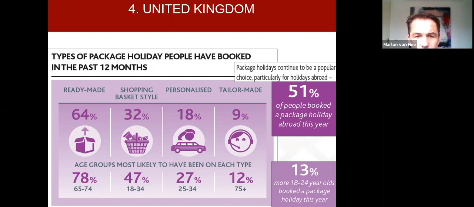Then we see that 32% of the UK people like to buy basket style. And basket style means that they can select different elements themselves, but pay a single price. So especially the younger people, they prefer to buy basket style. Personalized, that means that you can upgrade like transfers or choosing a specific room. So also again, the younger people here, 25, 34%, they like to buy in a personalized way.